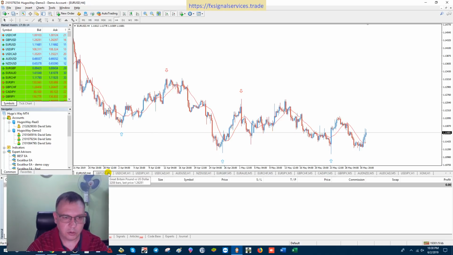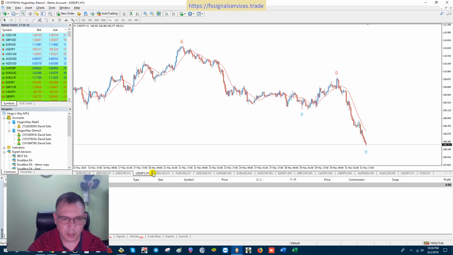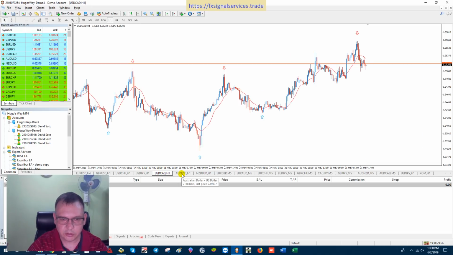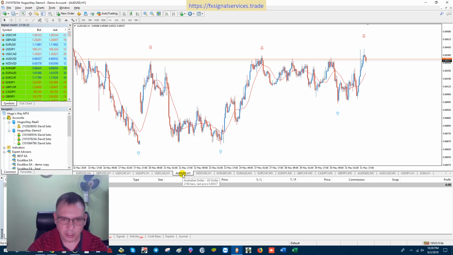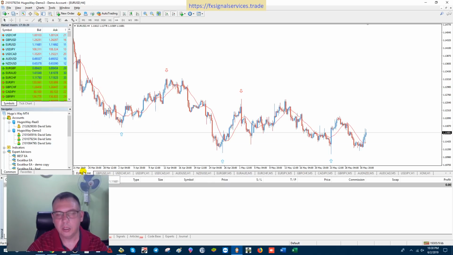I'm going to go over Euro USD, Pound USD, USD Swiss franc, US dollar Japanese yen, US dollar Canadian dollar, Australian dollar US dollar, and New Zealand dollar US dollar. I'm going to go over the major pairs. To start with, Euro USD, I'm going to base this all on a 1 hour chart.